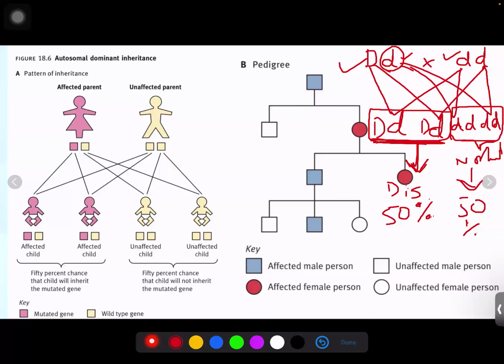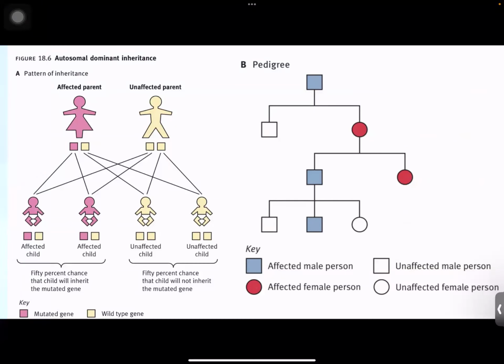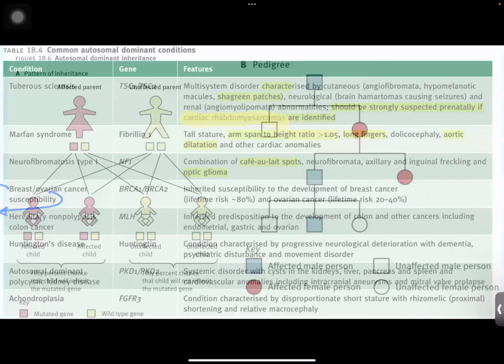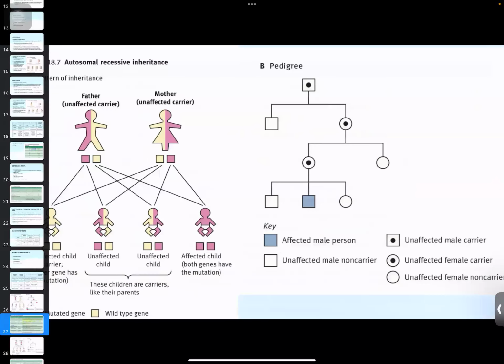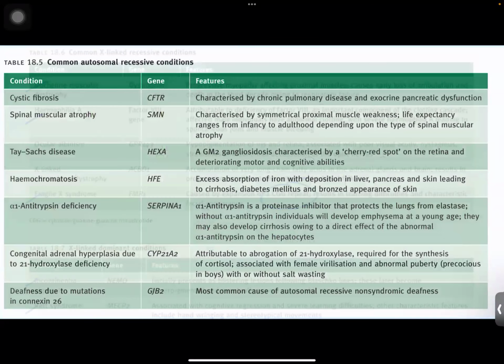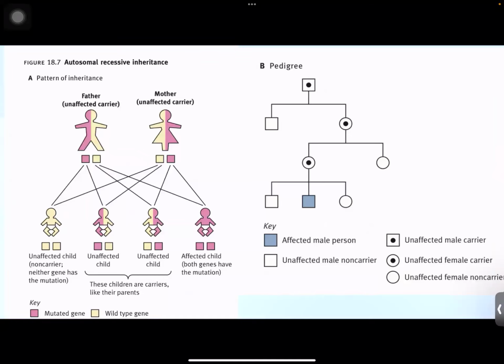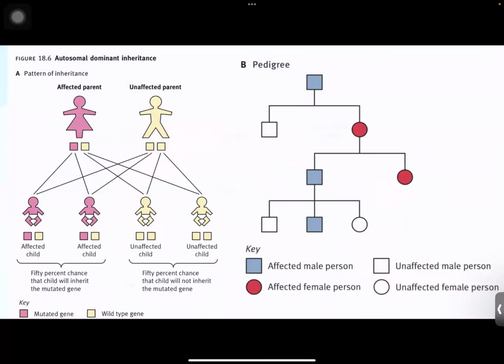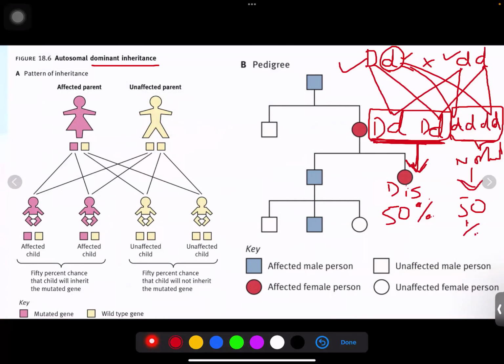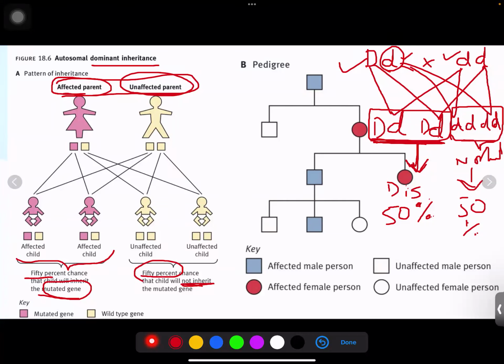So coming back to our previous figure, you can see it here as well. This is the autosomal dominant pattern. I'll tell you on this figure. If one parent is affected and the other is unaffected, then what are the possible outcomes? 50% chance the child will inherit the mutated gene, 50% chance the child will not inherit the gene. So it is 50-50, okay?